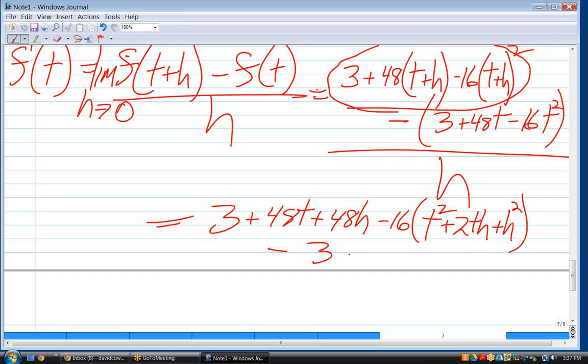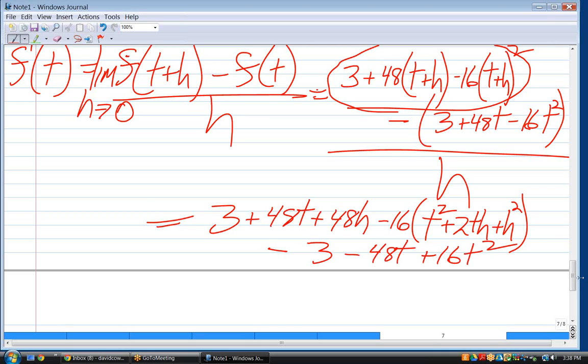Okay, so in other words, now what's this part here? Minus 3 plus 48t. Remember, there's parentheses there. Got to distribute that negative sign to every term inside the parentheses. Oh, yeah, so minus 3 minus 48t plus 16t squared.